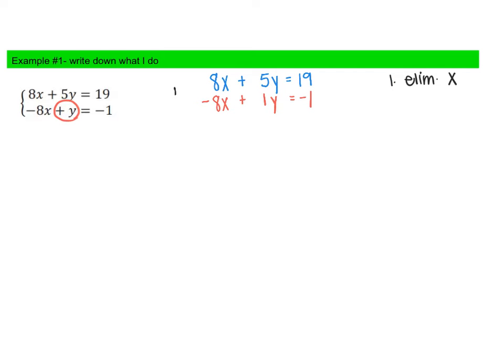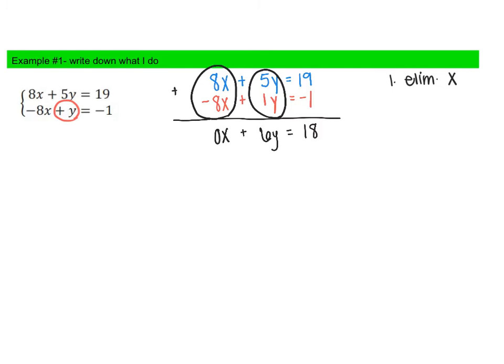All right? And I don't really have to change anything about this format, so I'm just going to go ahead and add. I add my x's together first, and they cancel out. They eliminate. There are 0 x's left. 8 plus negative 8 is 0. Keep my plus sign. 5y plus 1y is 6y's. And 19 plus a negative 1, or 19 minus 1, is 18. Okay? So now I have 0x plus 6y equals 18. That's the same as saying 6y equals 18 because 0x's means there's nothing there.